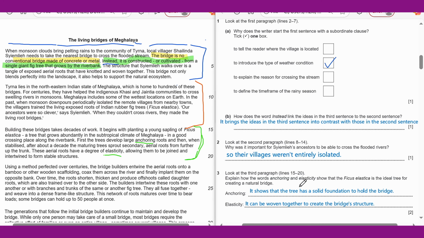Here we go. It shows that the tree has a solid foundation to hold the bridge. Anchoring. Okay. Next, elasticity. It can be woven together to create bridge structures here. Okay, well, this is just an example of a correct answer. If you have any other idea, please write it down in the comment section to help other viewers.